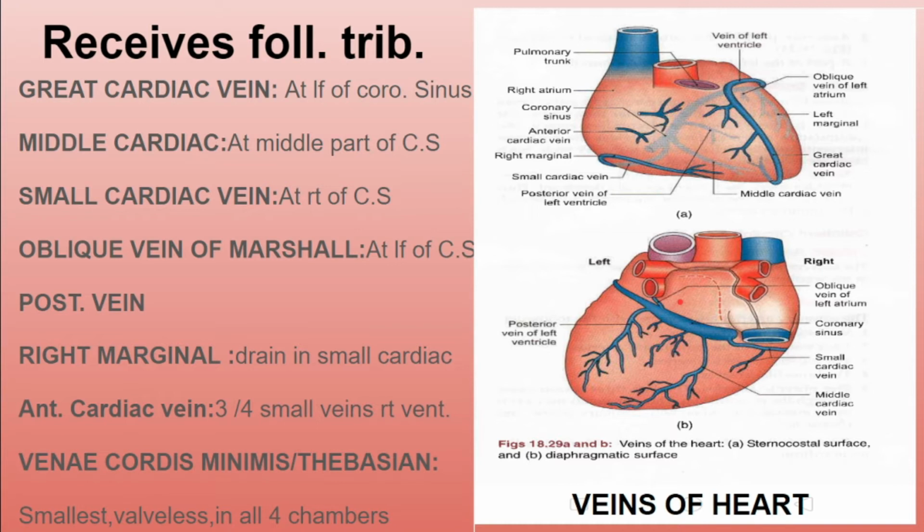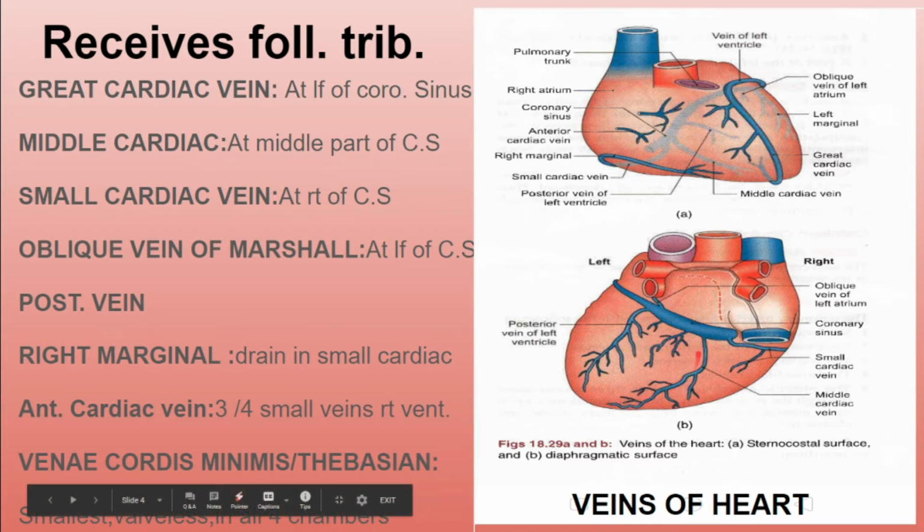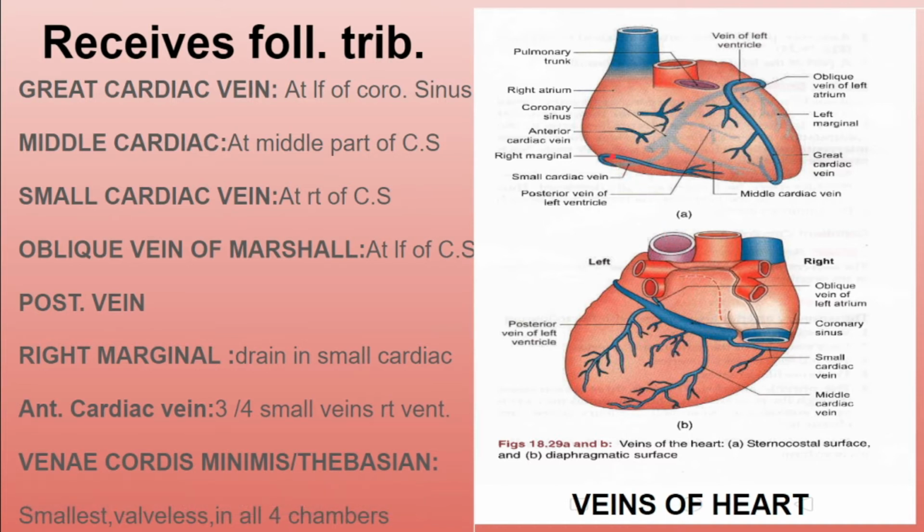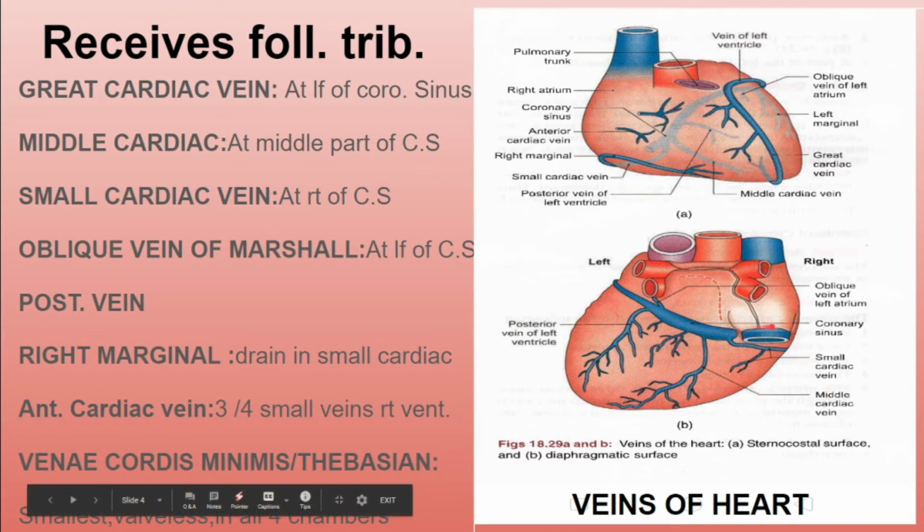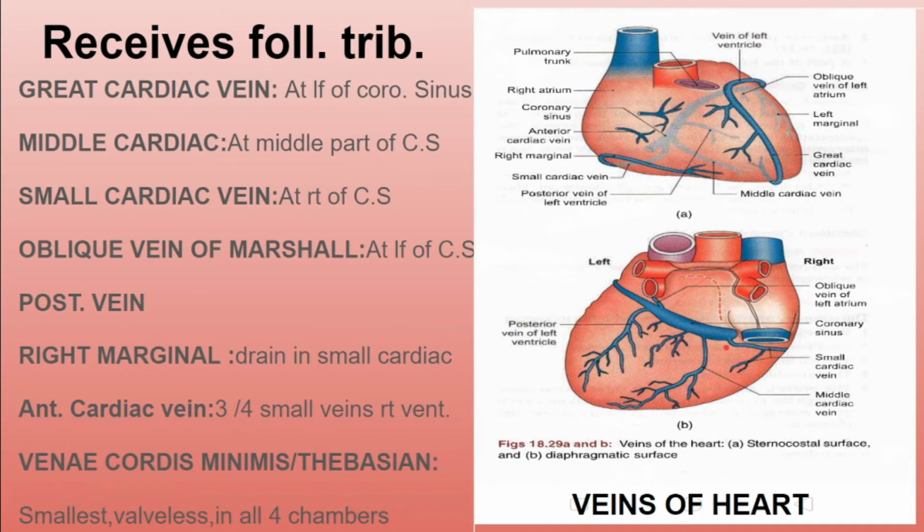First, let's again revise the veins of the heart so it will be easier for you to go into detail further. This is the great cardiac vein. This is the middle cardiac vein. This is the right marginal vein. This is the posterior vein of the left ventricle, oblique vein of the left atrium, anterior cardiac vein, small cardiac vein over here, and the venae cordis minimae or Thebesian vein. Before going into detail about the veins, I suggest you first go through my video on the arteries supplying the heart, so it will be easier for you to understand the veins, because these veins accompany the arteries.